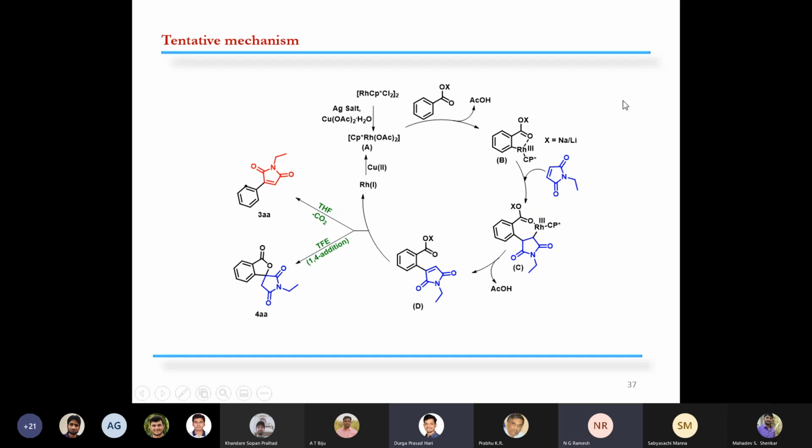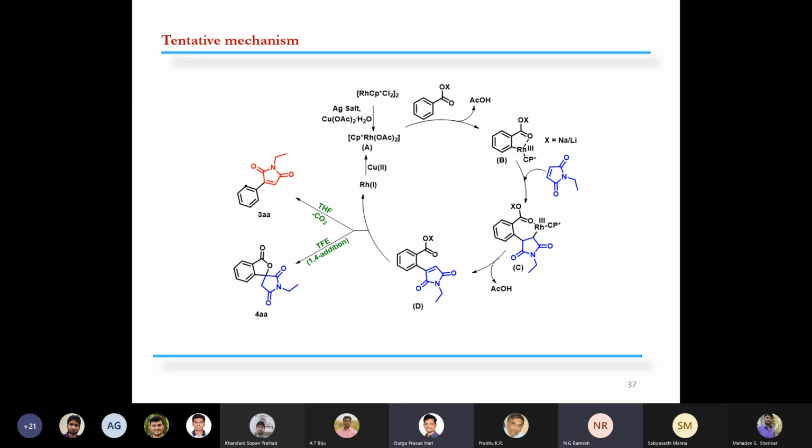Actually, in this step, after abstracting the proton from here, this rhodium will lose one acetate. I didn't show it for clarity. Actually, two acetates are there. One acetate will go out after CH activation, and one acetate is still remaining. After abstracting the proton, that means E2 elimination will happen, and then rhodium will lose the acetate. That acetate will take the proton from our base, and acetic acid will go.